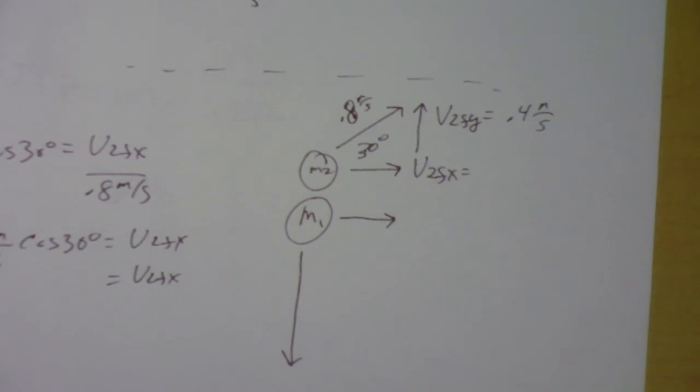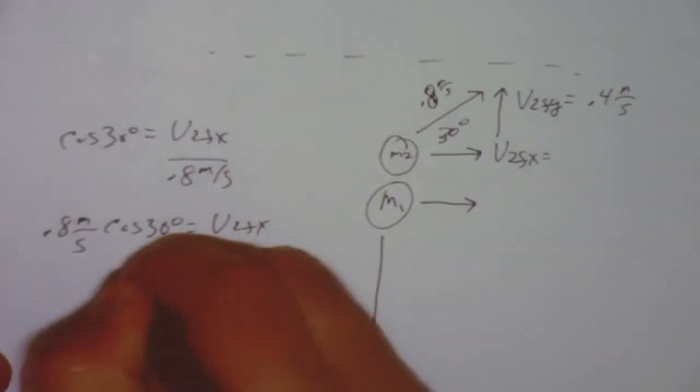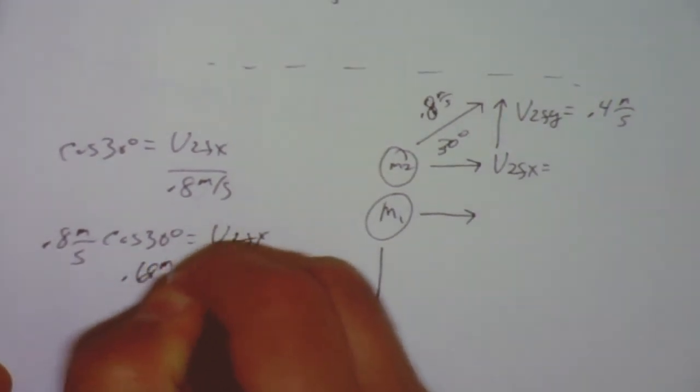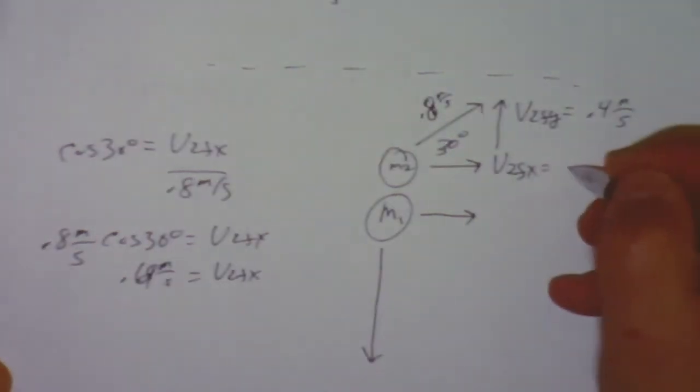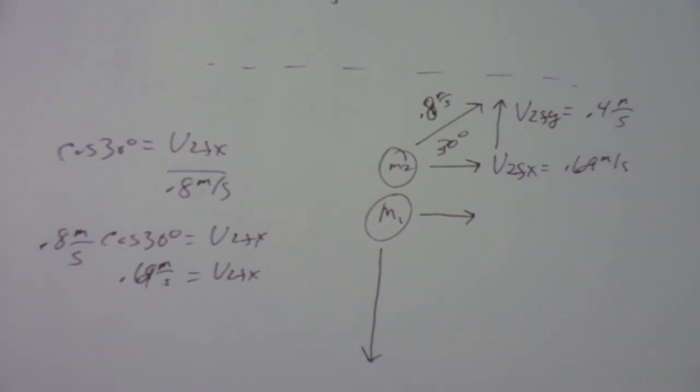What'd you get? 169. All right, perfect. All right, good. So this one is 0.69. This one is 0.4.